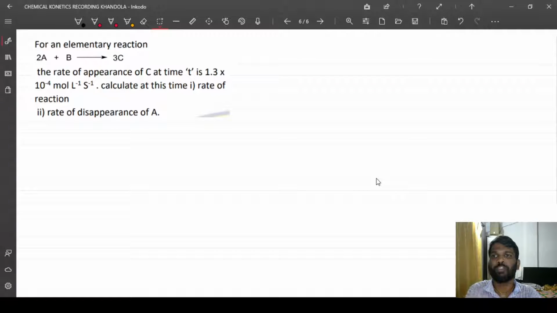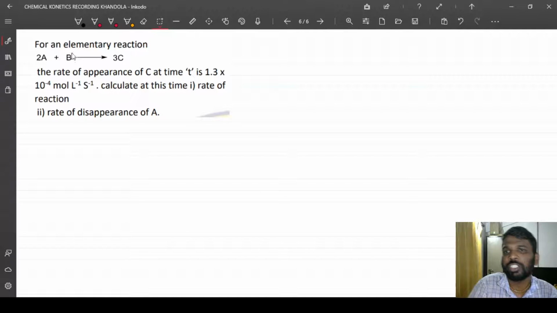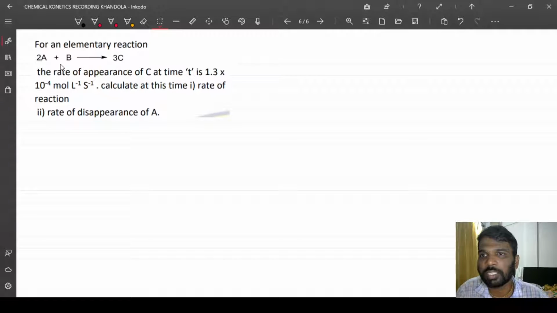Here let us solve one question based on whatever we learned just now, based on a rate equation. The question asks, for an elementary reaction, and elementary reaction means a reaction which takes place in one step, the rate of appearance of C at time t is 1.3 into 10 raised to minus 4 moles per liter per second, right? Calculate at this time the rate of reaction and the rate of disappearance of A. So we have to find the rate of reaction, and something called the rate of disappearance of A.